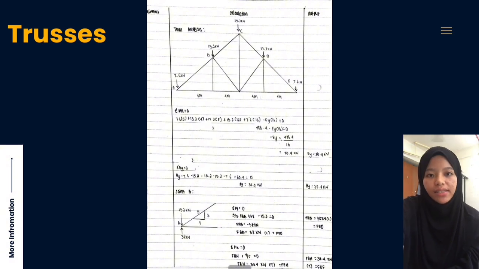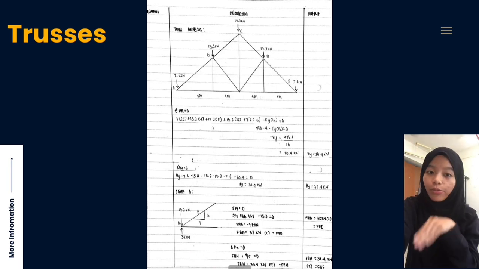Next, for Fx equals 0 and Fy equals 0: REY plus 38 minus 15.2 minus 15.2 minus 15.2 minus 15.2 and minus 15.2 equals 0. So we will get REY equal to 38 kN. Now we calculate from joint A.